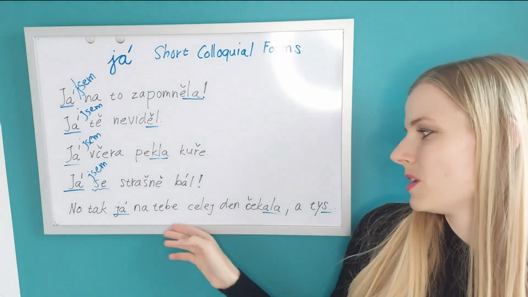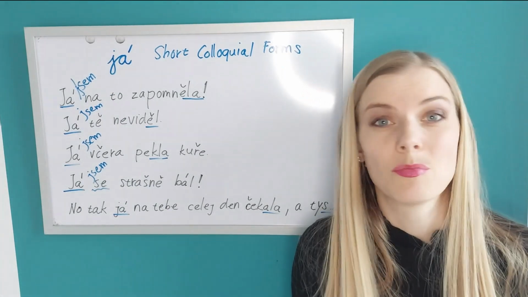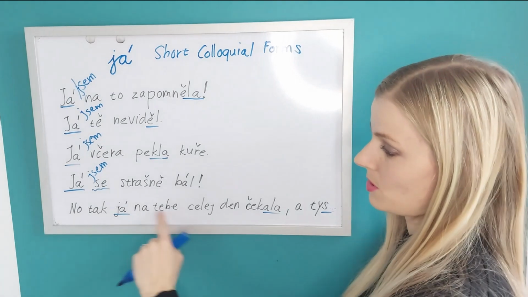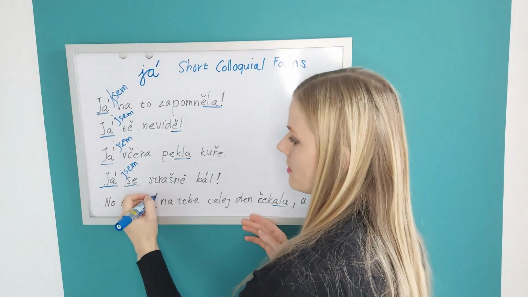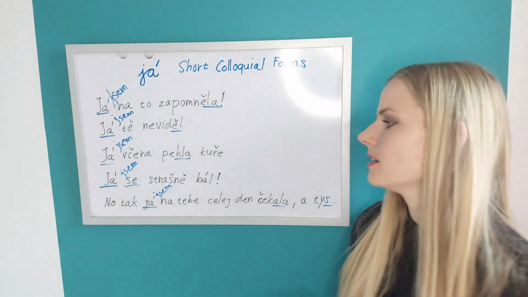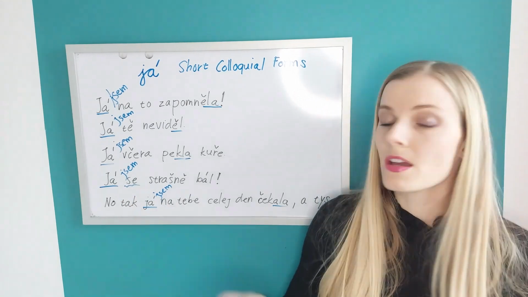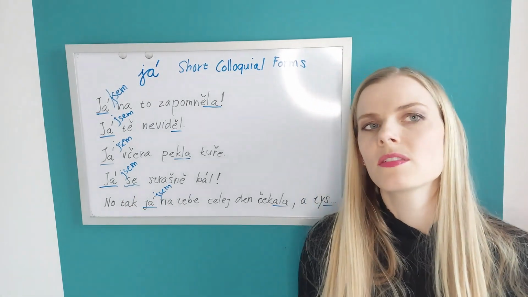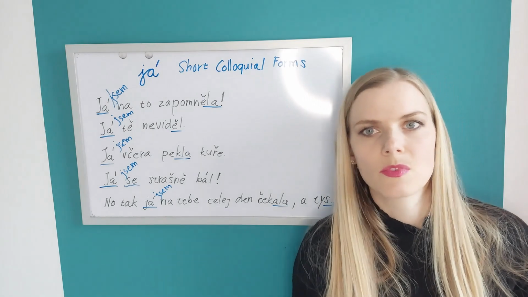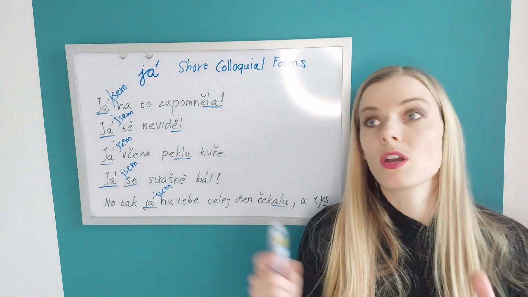No tak já na tebe celý den čekala a ty jsi nepřišel. Let's just focus on this part. Já jsem na tebe celý den čekala. Easy. Right after já. Now you might be thinking, when can I use this? First of all, I'm not telling you gotta use this.